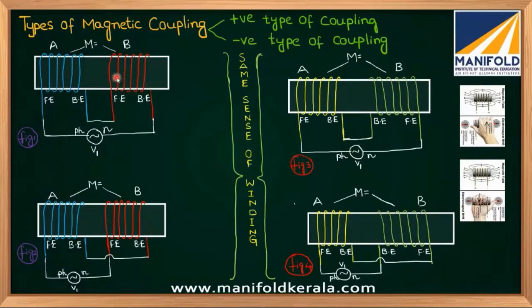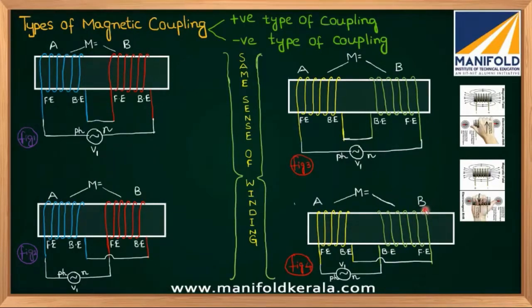But for that I'm not taking a transformer here. I have simply taken a core, this white colored border, the rectangular portion I drew, a simple piece of magnetic material. I wound two windings, a blue winding and a red winding, in figure number 1. In figure 2, a blue winding and a green winding. In figure 3, a yellow winding and a green winding. In figure 4, a yellow winding and a green winding.